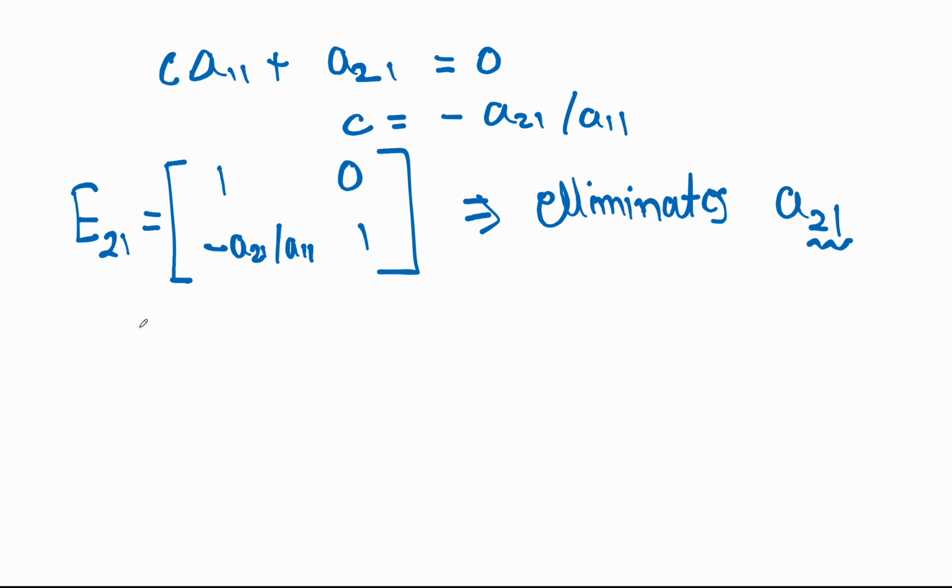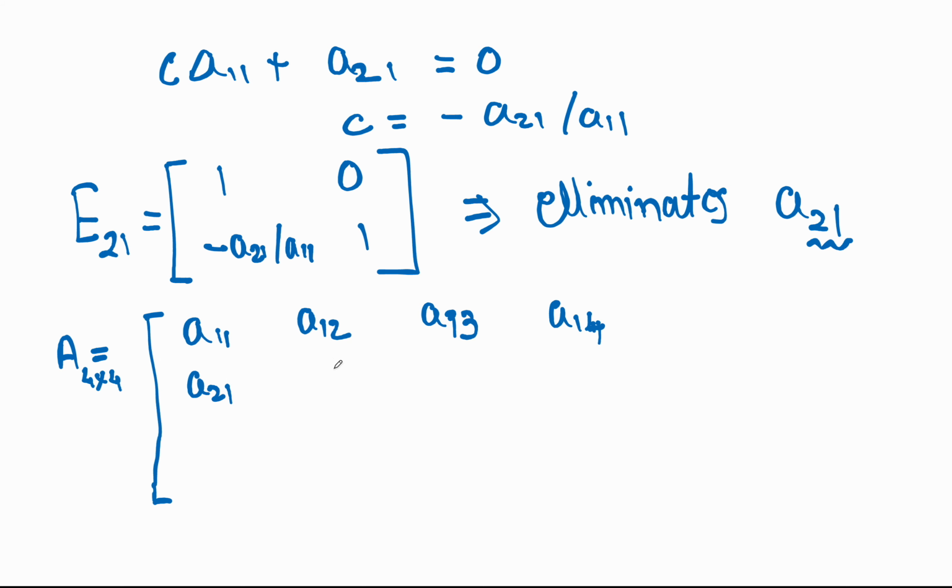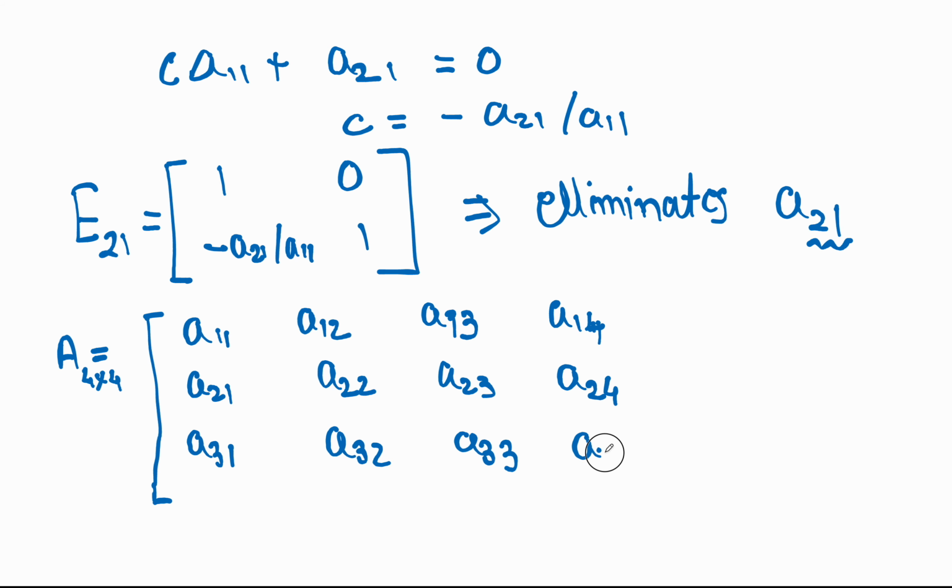So similarly, I will write the matrix. Let's say this is a 4 cross 4 matrix. So the elements will be a11, a12, a13, a14, a21, a22, a23, a24, a31, a32, a33, a34, a41, a42, a43, a44.